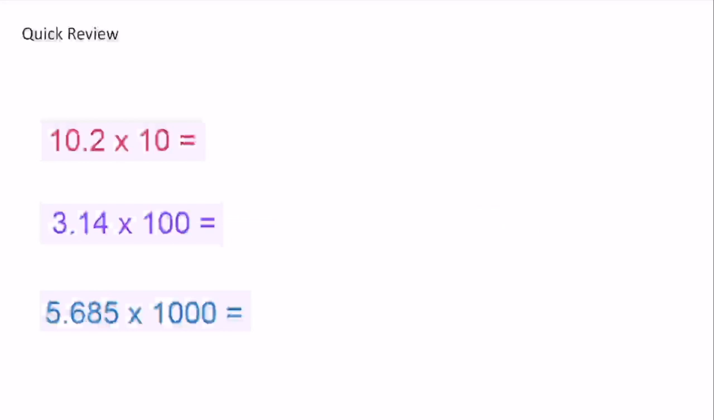So quickly, we're going to review multiplying by 10 and then dividing by 10, or multiples of 10, and then seeing how many we need, right? So what happens when we multiply by 10? Well, the decimal place moves 1 to the right. We end up with 102. When we multiply by 100, the decimal place moves 2 to the right, and we end up with 314. Times 1,000, 3 zeros, move 3 spaces to the right, 1, 2, 3, and we end up with 5,685.